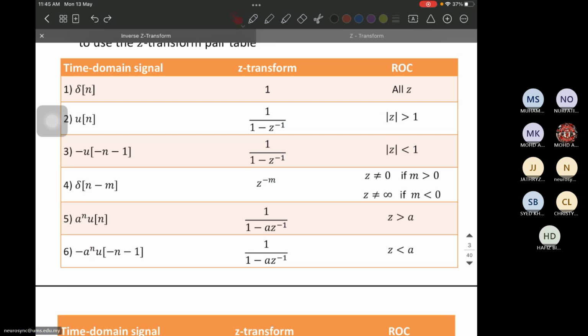The Z transform of the delayed delta function, delta of n minus m, is z to the power minus m, where z is not equal to 0 if m is greater than 0, and z is not equal to infinity if m is less than 0.